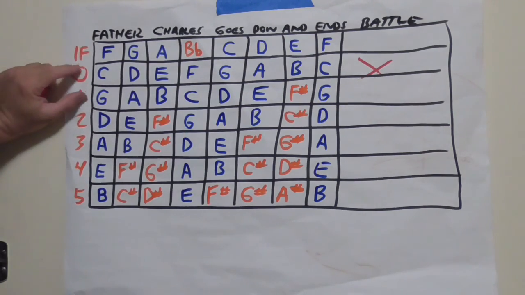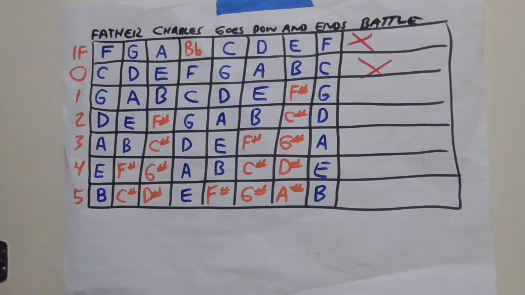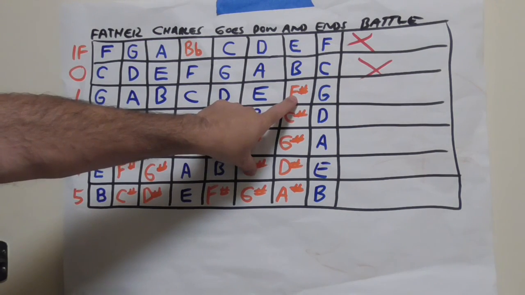So we've covered C, and now we've covered F. Now let's go on to the next one, which is going to be G. What could we come up with for G? We have an F sharp here.